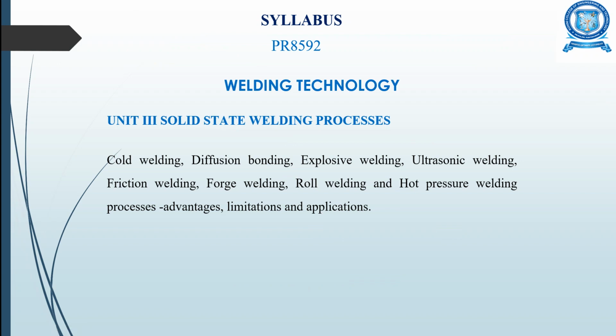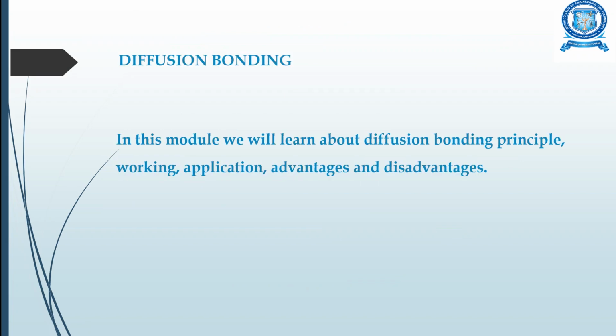So here in the syllabus, we have cold welding, diffusion bonding, explosive welding, ultrasonic welding, friction welding, forge welding, roll welding, and hot pressure welding processes. And we'll be studying about the applications, advantages, and the limitations of all the solid state welding processes.